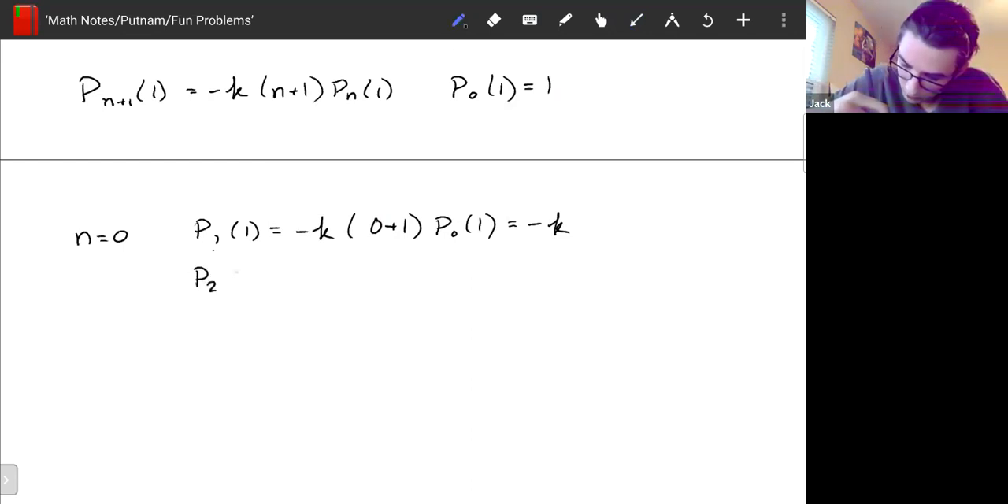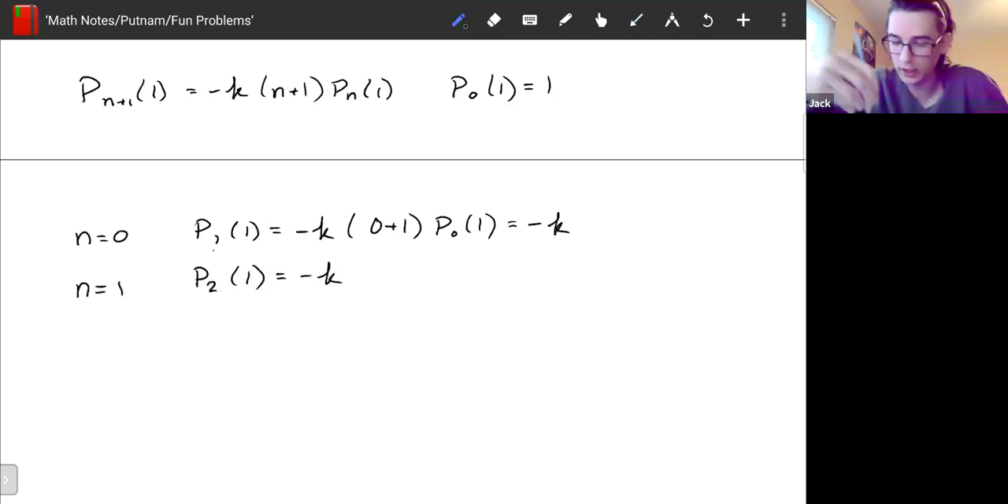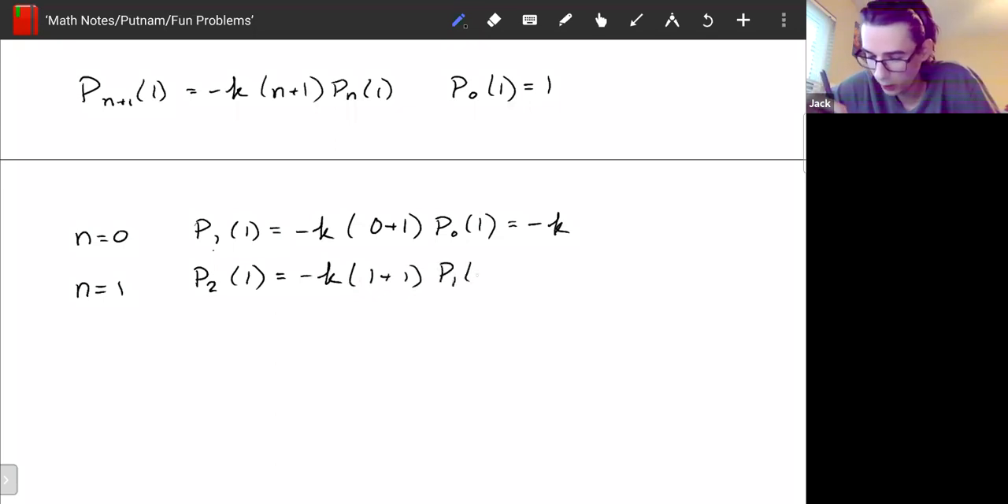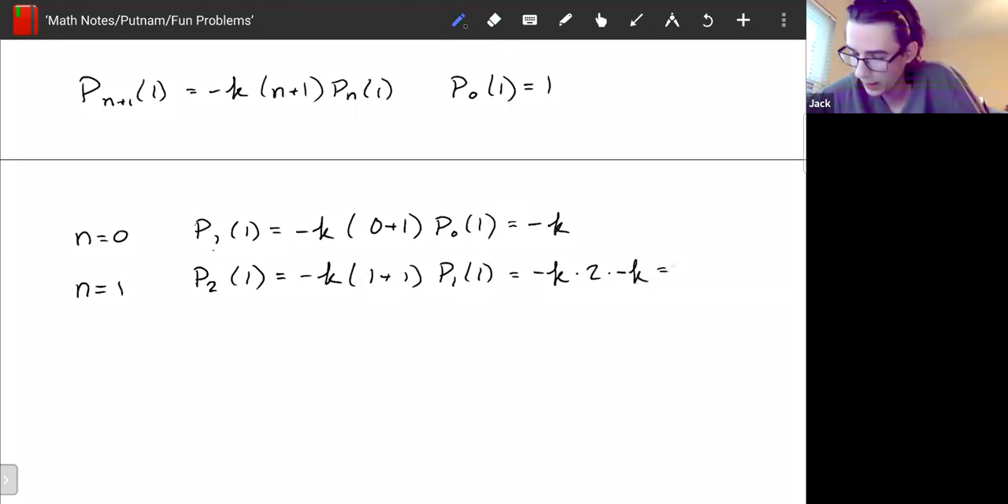So now let's look at p sub 2 of 1. That's again going to be the n equals 1 case, right? So p sub 2 of 1 is going to be negative k times 1 plus 1 times p sub 1 of 1. 1 plus 1 is 2. P sub 1 of 1 is, we just calculated, negative k. So we have 2 times k squared.